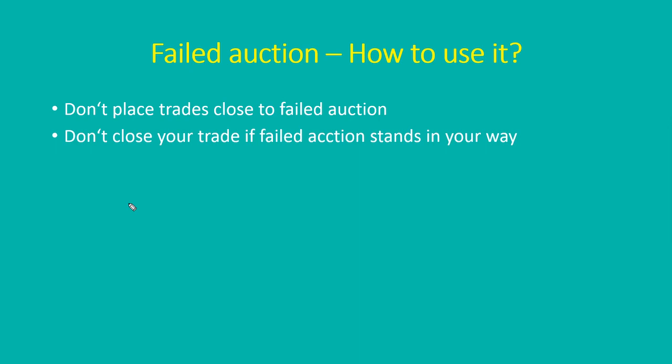Another way how you can use the failed auction in your trading is very similar to what I already showed you. Let's say that you are in a downtrend, you are in a short position, and then there is a failed auction at the bottom. Those three candles end at the same price level. So this is a failed auction. And let's say that right now you are tempted to close your position because maybe the price seems to be turning a bit. Maybe it's doing a little pullback.